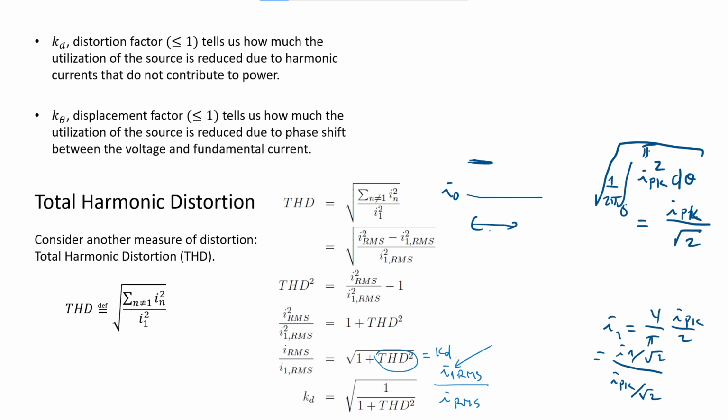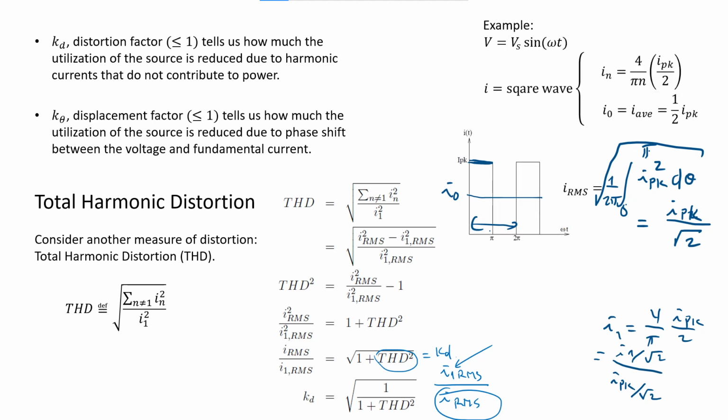How can you calculate this one? From the Fourier series expansion, you know the amplitude of the first harmonic, right? And this one, from the original current I waveform, you can calculate using the formula of root mean square. So KD can be easily calculated. After that, you can calculate total harmonic distortion, because it's not easy to calculate directly, since you would use all the harmonic terms from the Fourier series.